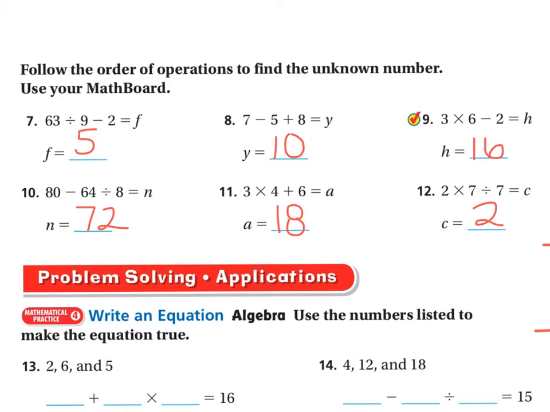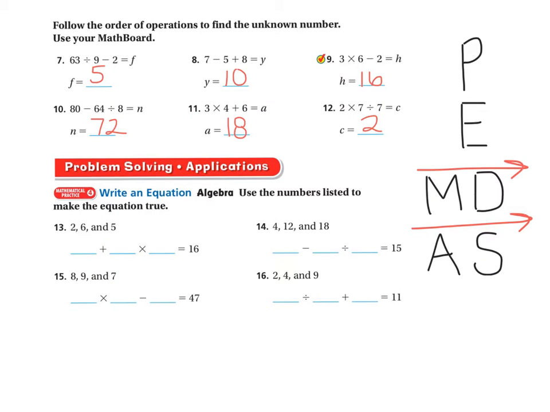Let's look at numbers 7 through 12 first. Please pause the video and check your answers to these problems. If you got all of these correct, go ahead and fast forward to number 13 right now. If you made any mistakes, I really want to remind you, use these order of operations listed somewhere on your page to help. Let's start with number 7.